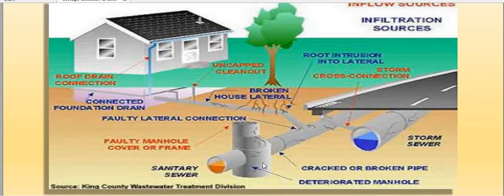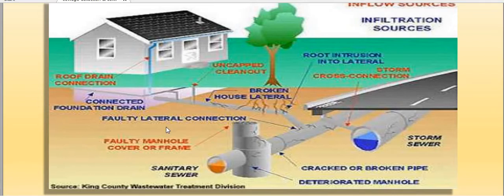This is the residence where the roof drain connection, that is the storm water connection, is also connected to the foundation drain, and it is connected directly either to the storm water or to the combined sewer. Similarly, this is the road sewer, where the road is also carrying storm water at the corner to the sewer.